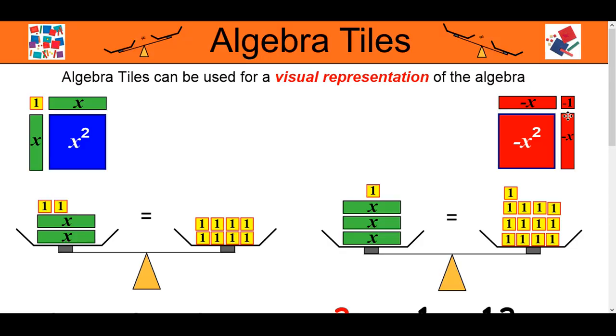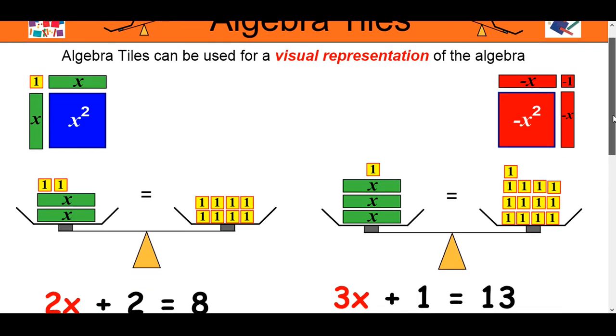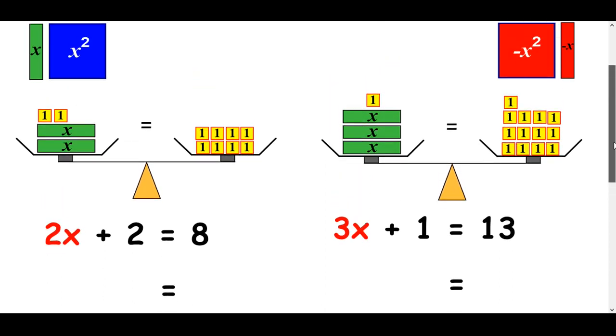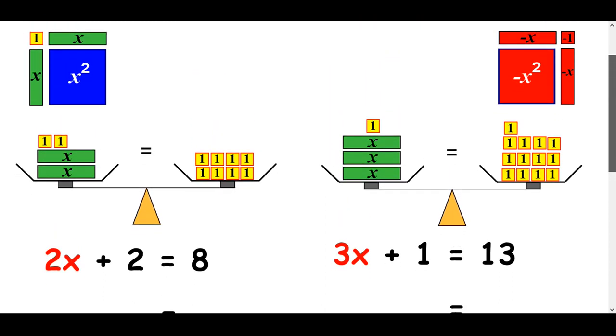Okay, so let's look at what happens when we put those two types of techniques together. And again, I'm going to go to this kind of algebra technique. I think sometimes it's easier to see visually what's going on. So look at this first equation here. 2x add 2 equals 8. So you get 2x's here plus the two yellow blocks equals 8 blocks.